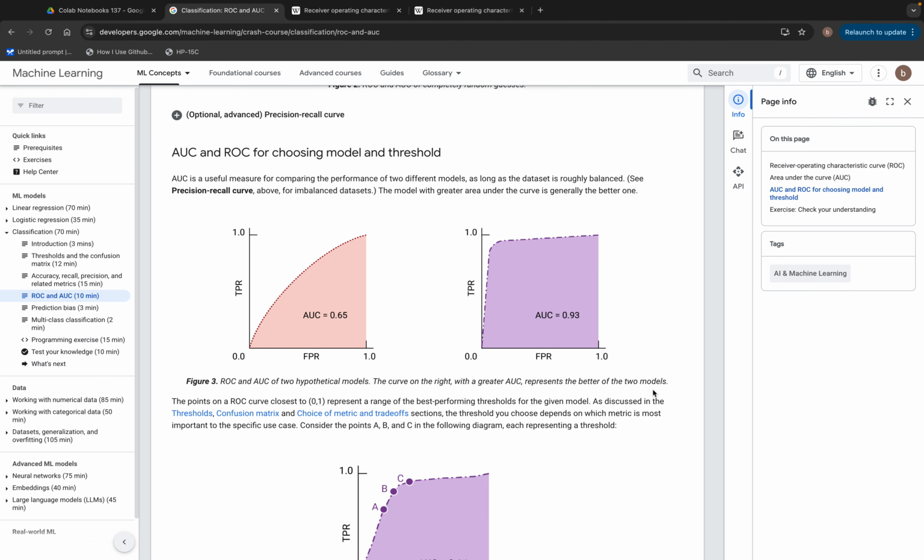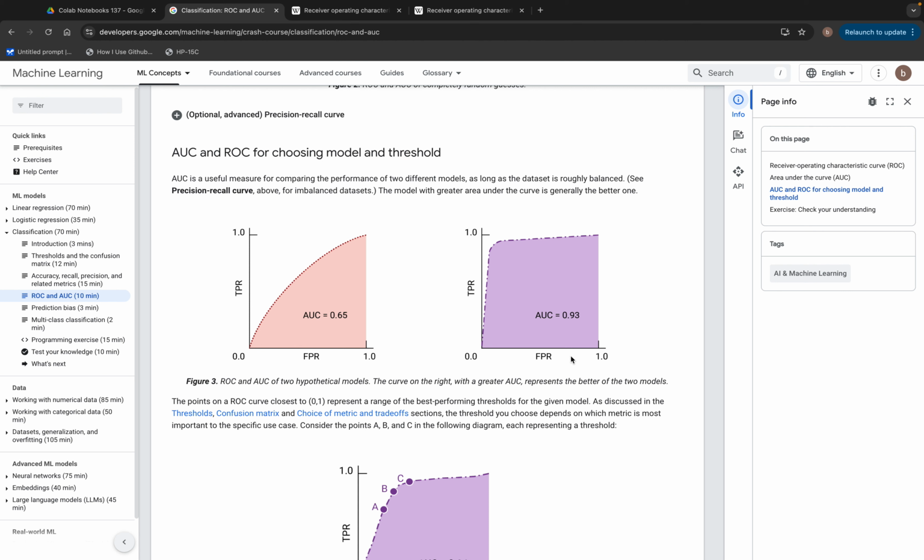Here are some pictures of different models, and a little better intuition. The first one has an AUC of 0.65, which is not that great. Let's look at this one, an AUC of 0.93. This is really a model you'd want to have, much closer to what you'd want in a well-functioning machine learning model. So this is your sensitivity, and this is your 1 minus specificity.